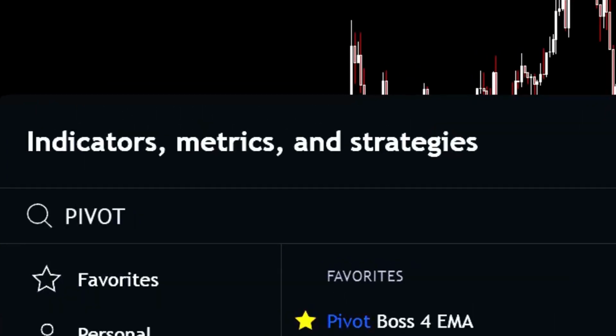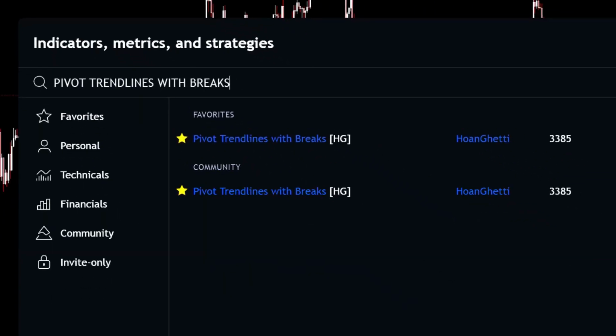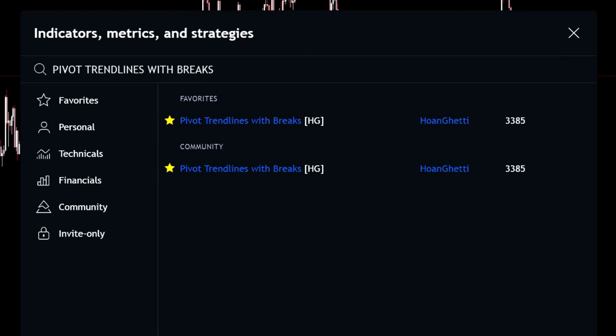To add it to the chart, you can simply add it from the indicator section of TradingView. Just type in Pivot Trend Lines with Breaks and hit enter. Then find it in the results and click on it to add it to the chart. Let me show you how it works.